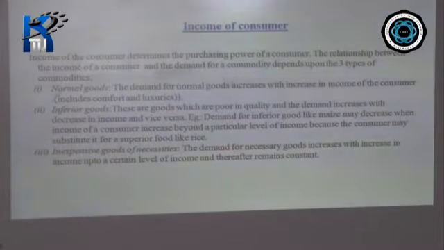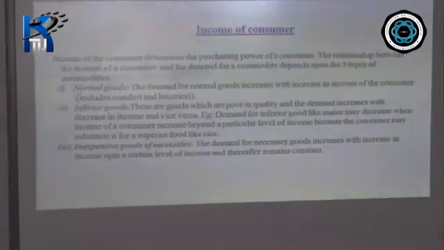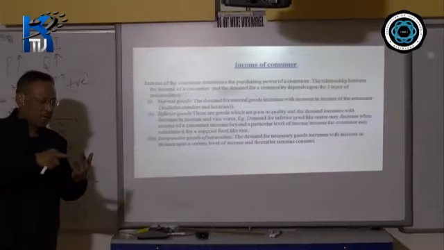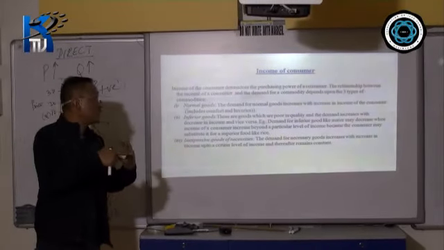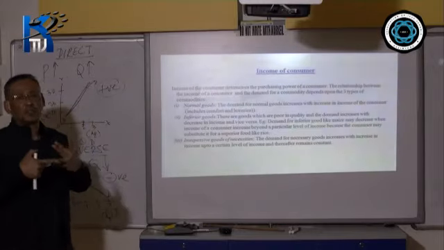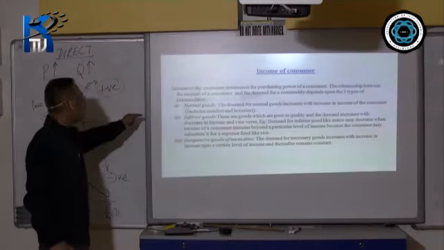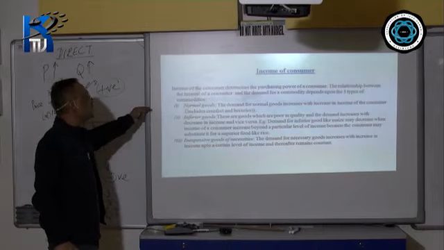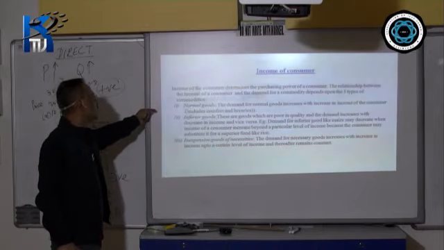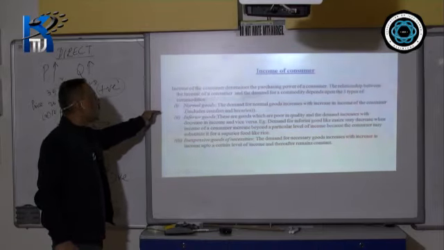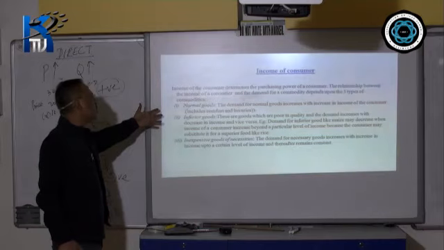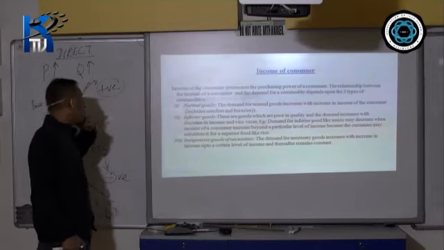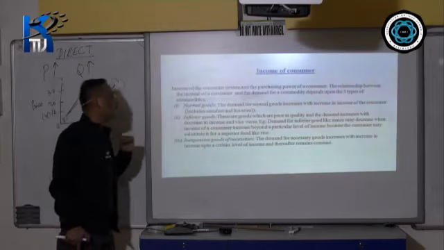And obviously in normal goods, when your income increases, there is an increase in demand for the goods. So the demand for a normal good increases with an increase in the income of the consumer. It includes comfort and luxury, meaning anything, TV, house, car, anything that you buy. When your income is more, you tend to buy more of these goods. However, there are goods which we call inferior goods.